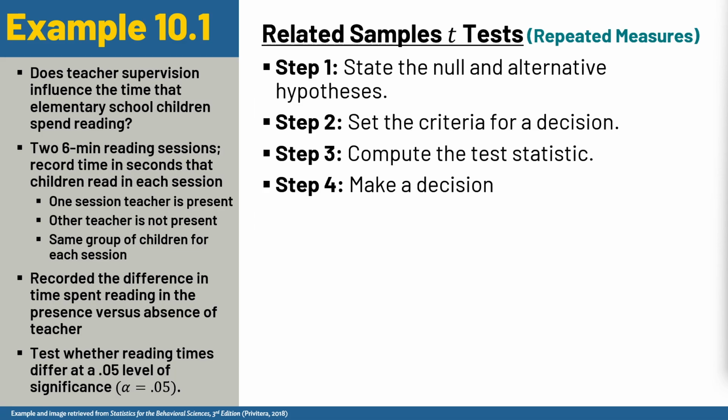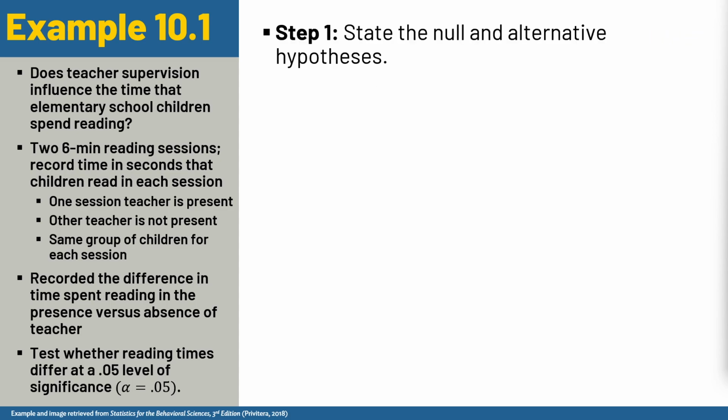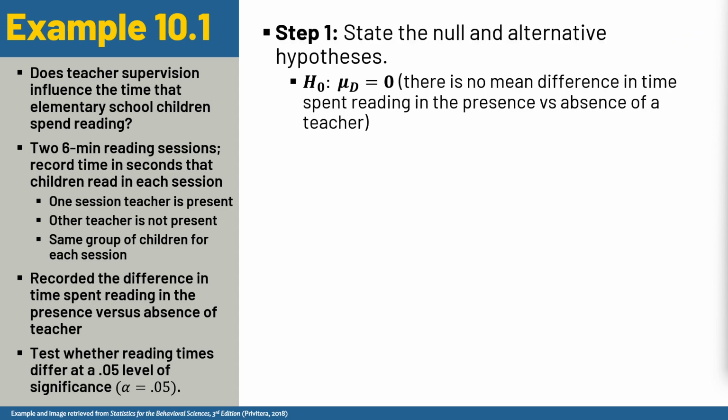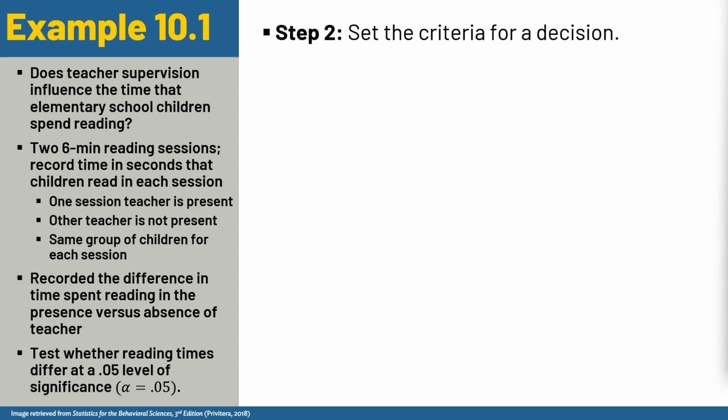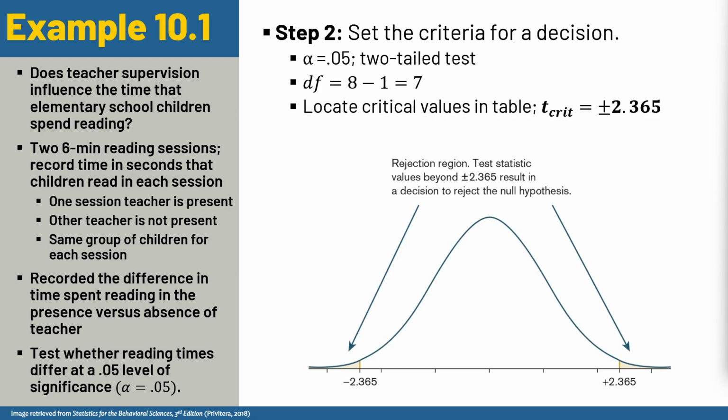Okay, so to do this, we follow our steps, starting with the first. And now our null hypothesis is a little bit friendlier again. So here we're just saying that there is no mean difference in time spent reading between the presence versus absence of a teacher, right? Mu sub D. And then with our alternative hypothesis, we're simply stating that there is a mean difference, right? Pretty straightforward. Set our criteria. Yeah, at this point, you understand this. Or I sure hope you do. If not, I failed you.